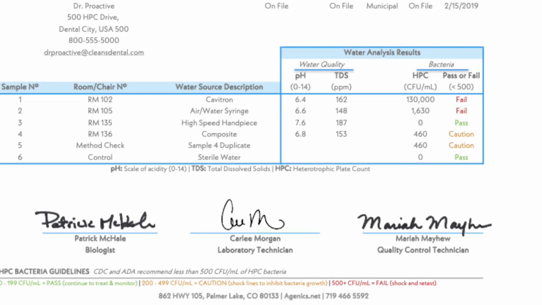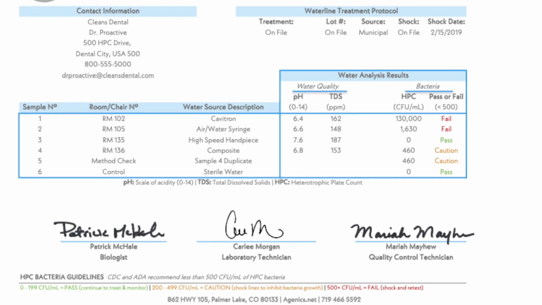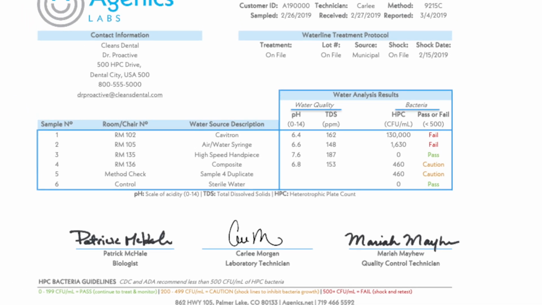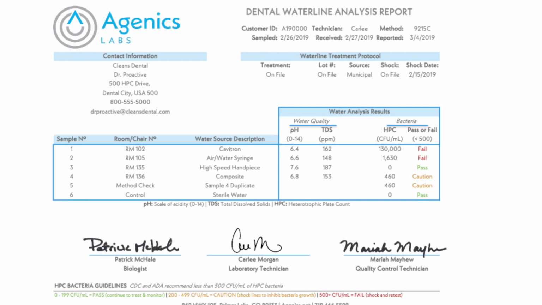For our negative control, we plate sterile water to ensure that there was no cross-contamination during the testing process. Then, a method check is performed by duplicating the last sample to show that the readings are consistent and reliable.